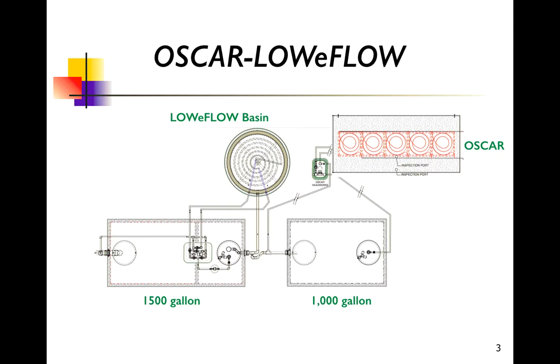To start with, we have four main components to the standard Oscar LOWeFLOW system. We have a 1,500-gallon double compartment tank, as well as a single compartment 1,000-gallon tank, the Oscar disposal component, and then the low-flow basin.